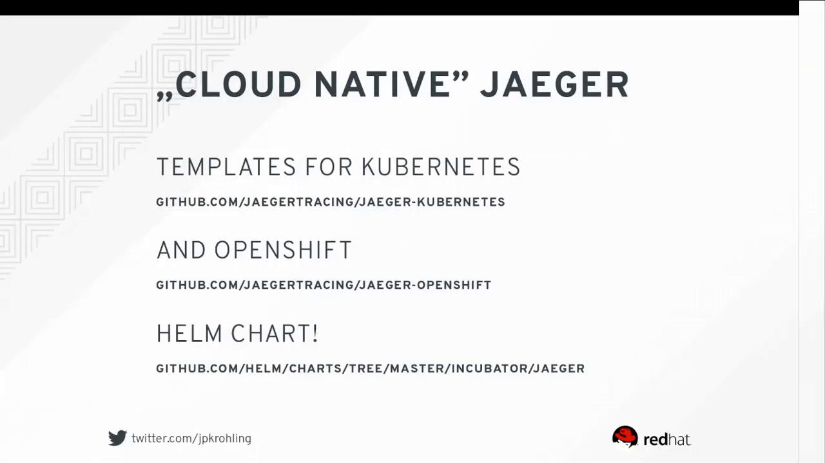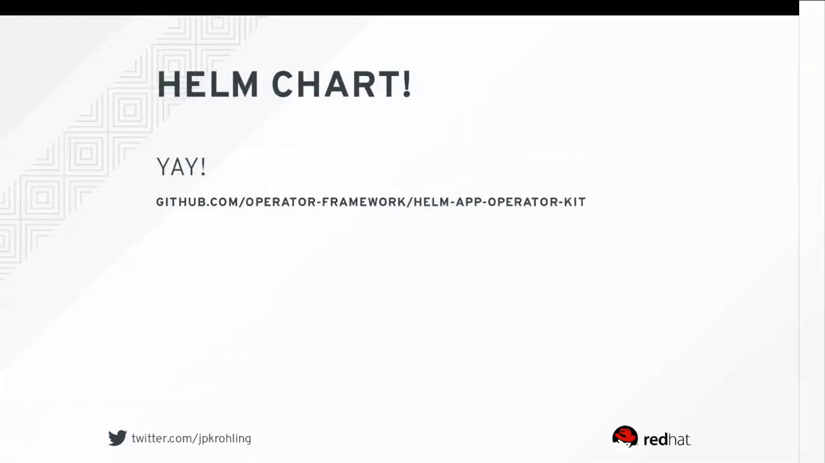So the community came up with a Helm chart. The Helm chart actually makes it easier for people to deploy Jaeger there. People can just add some configuration switches, and it gets installed. Now, when we started thinking about building an operator, we thought, well, that's a good way to start. We just take our chart, we use the Helm app operator kit, and we are done with it, right? But it's not that easy.